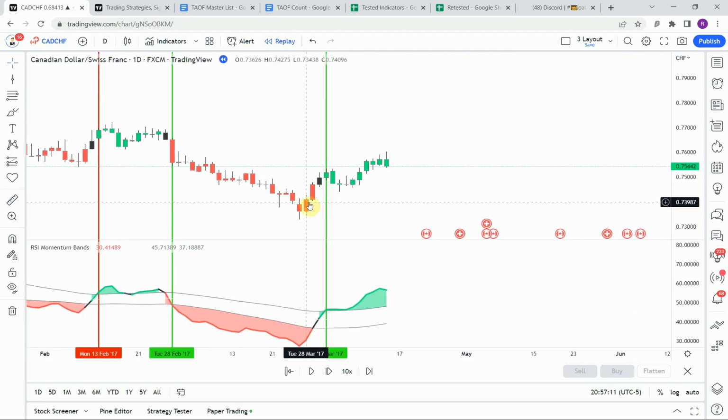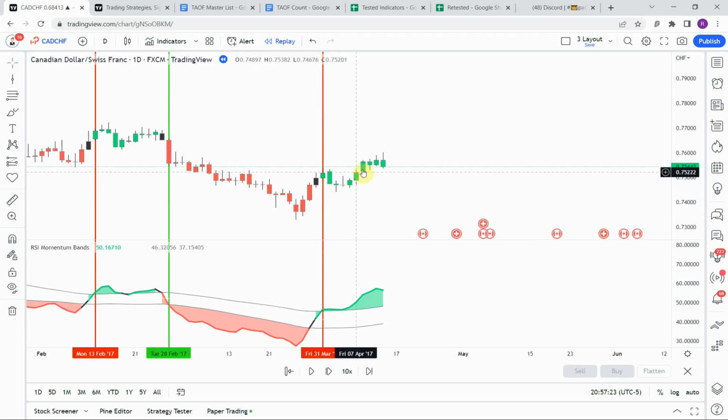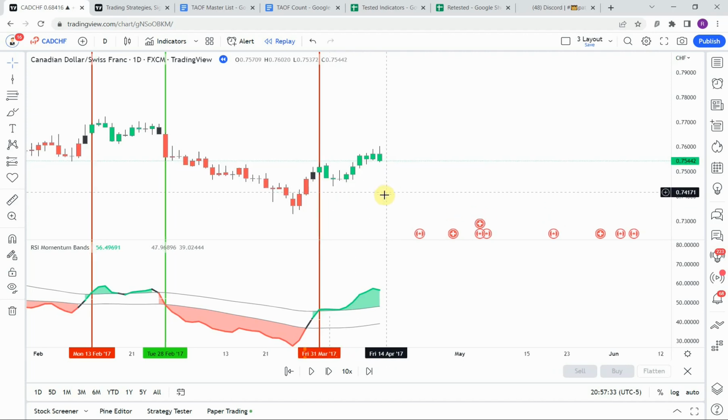All right, we pick up this long right here on this one, and unfortunately we get just enough of a pullback right here that it does come down and stop us out just by a couple pips before it then rolls under and starts to make that push to the upside. That would have gotten us to our take profit had we not gotten stopped out there just barely.